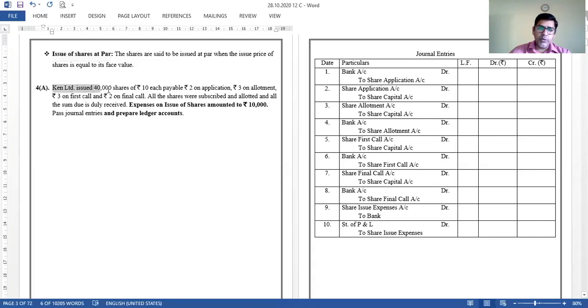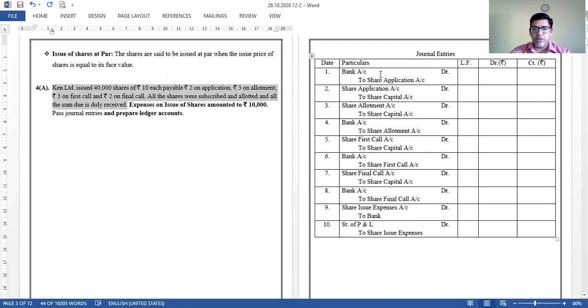Can Limited issued 40,000 shares of rupees 10 each, payable rupees 2 on application, rupees 3 on allotment, rupees 3 on first call, and rupees 2 on final call, right? All the shares were subscribed and allotted, and all the sum due is duly received. Okay, what are the calls? Calls were made, and all the amounts have been received by the company.